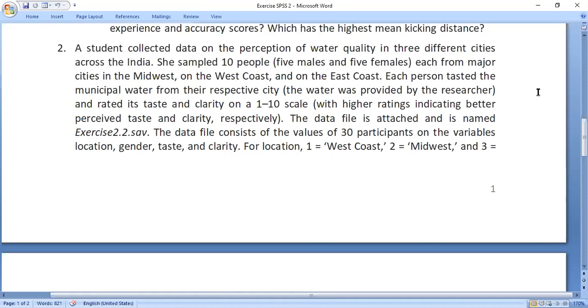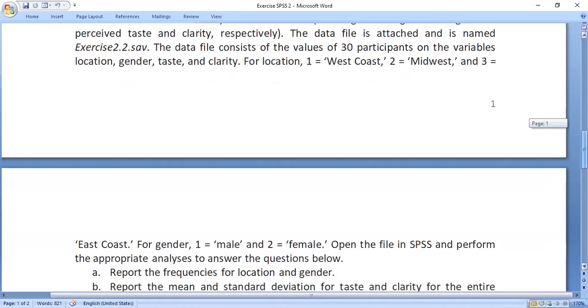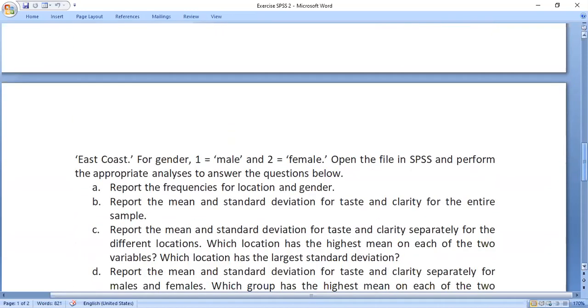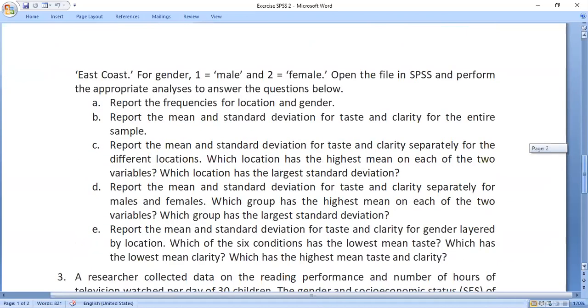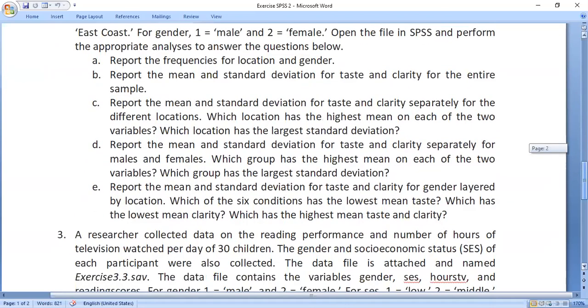The data file, which is enclosed, has a name here. The data file consists of the values of 30 participants on the variables location, gender, taste, and clarity. For location, 1 is West Coast, 2 is Midwest, and 3 is East Coast. And for gender, 1 is male, 2 is female. So we have to open the file and perform the appropriate analysis to answer the questions below.